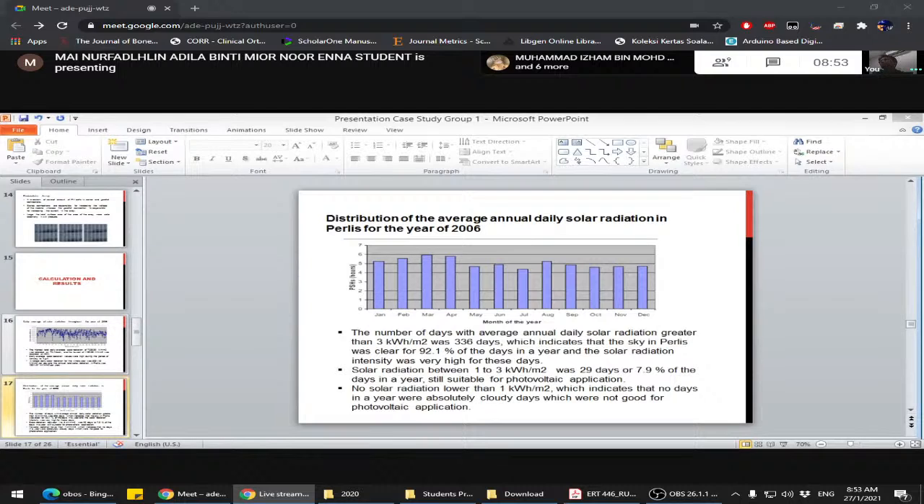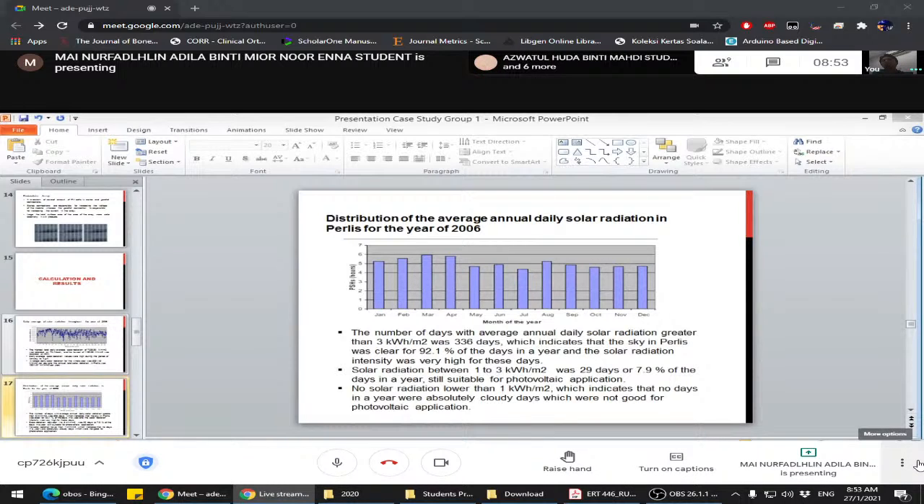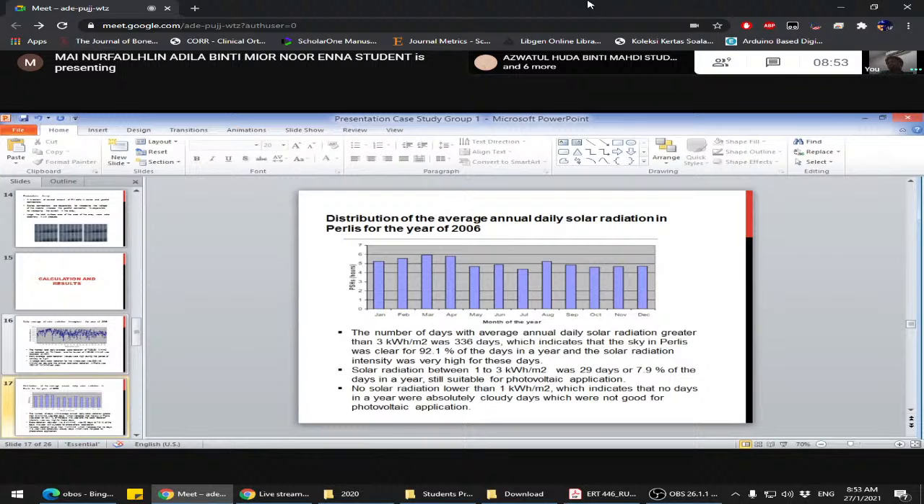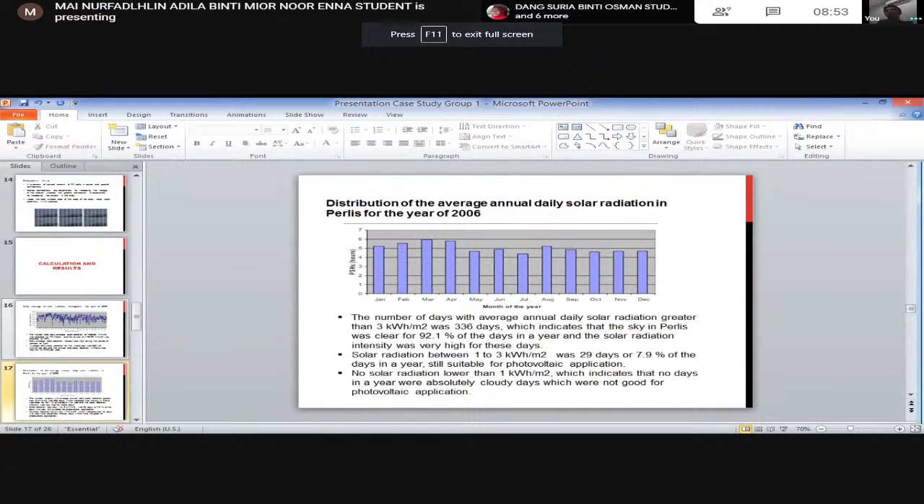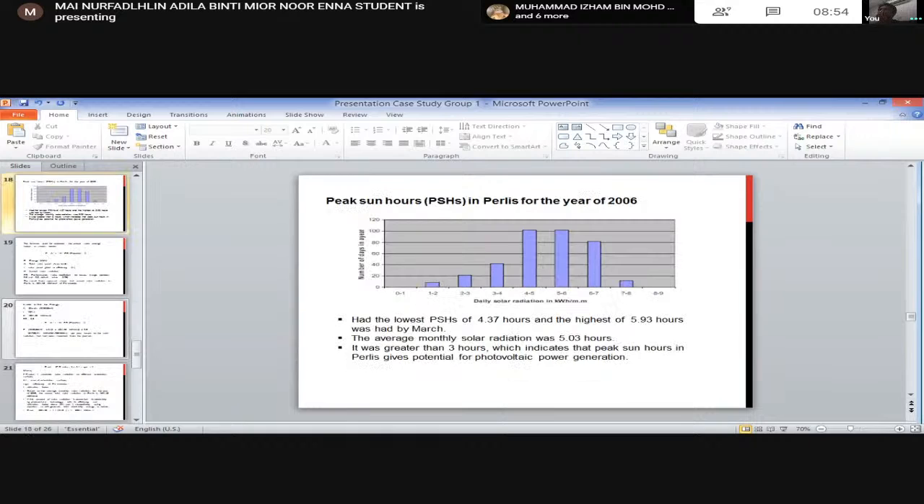Solar radiation between 1 to 3 kilowatt hour per meter square was 29 days, or 7.9% of the days in the year, still suitable for photovoltaic application. And there's no solar radiation lower than 1 kilowatt hour per meter square, which indicates that no days in the year were absolutely cloudy days, which were not good for photovoltaic application.